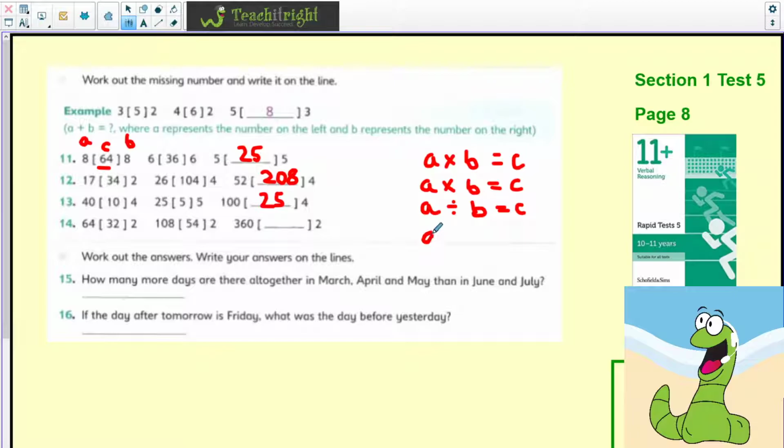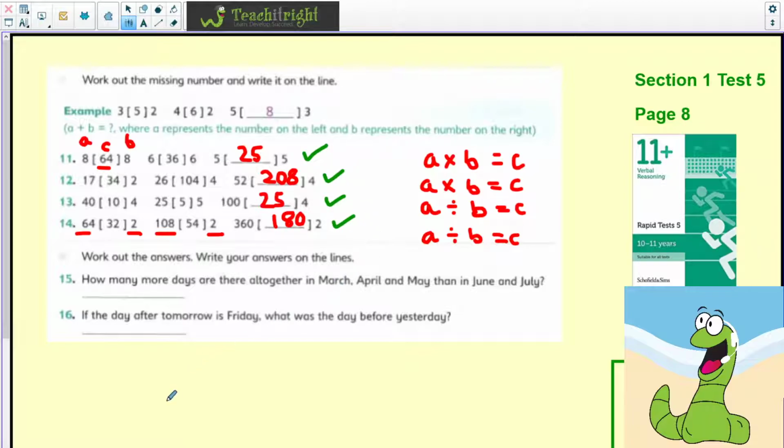And then we've got A divided by B again to give us the middle number. In this instance, we're going to do 360 divided by 2 to give us 180. Obviously, we would have checked that that works on here as well, and of course, that's how we work the rule out. So 64 divided by 2 is 32. Then 108 divided by 2 gives us 54. So well done if you managed to get that right.